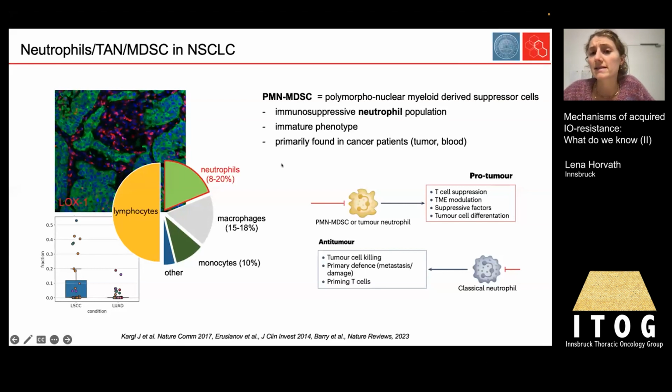What are myeloid-derived suppressor cells, actually? So there are different definitions, but at the end, myeloid-derived suppressor cells are a subtype of neutrophils that have an immunosuppressive and immature phenotype, and they're primarily found in cancer patients in the tumor tissue itself, but also in the blood. And we know that neutrophils or MDSCs have different functions. They can be pro-tumor, primarily by T-cell suppression, or tumor cell differentiation, but they can also have an anti-tumor phenotype by, for example, priming T cells.